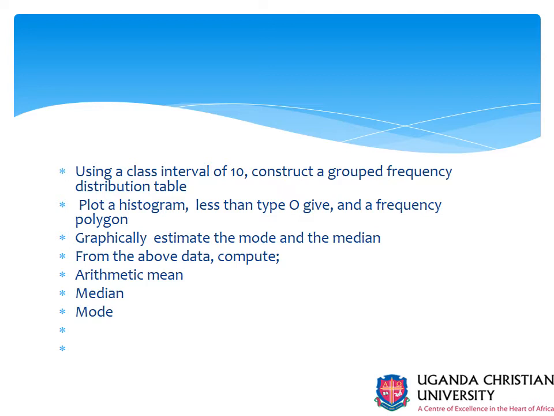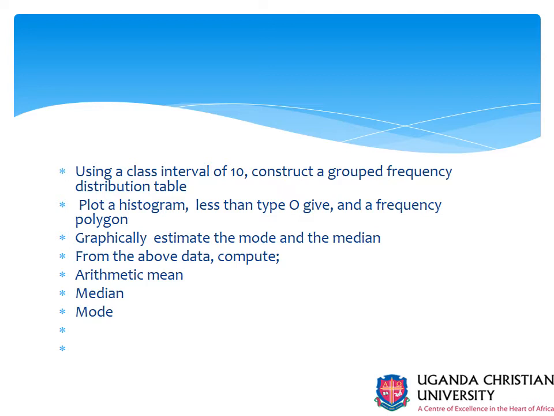Then two, the question requires us to plot a histogram, a less than type ogive, and a frequency polygon. We discussed this in our previous lecture. How do we plot these graphs? What do we put on the x-axis and what do we put on the y-axis? And then later on, which graphs do we use to estimate the mode and the median? Graphically estimate the mode and the median.